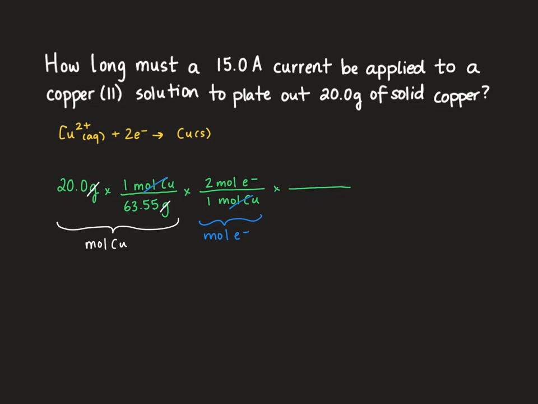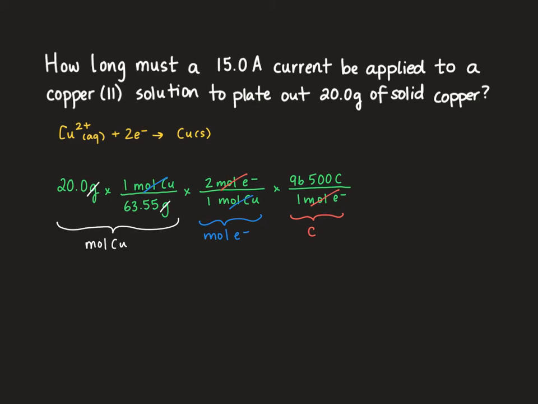Next up, we're going to use Faraday's constant. So to go from moles of electrons to charge, we want to use Faraday's constant, where we know 1 mole of electrons has a charge of 96,500 coulombs. Our moles of electrons will cancel, and we now have coulombs.